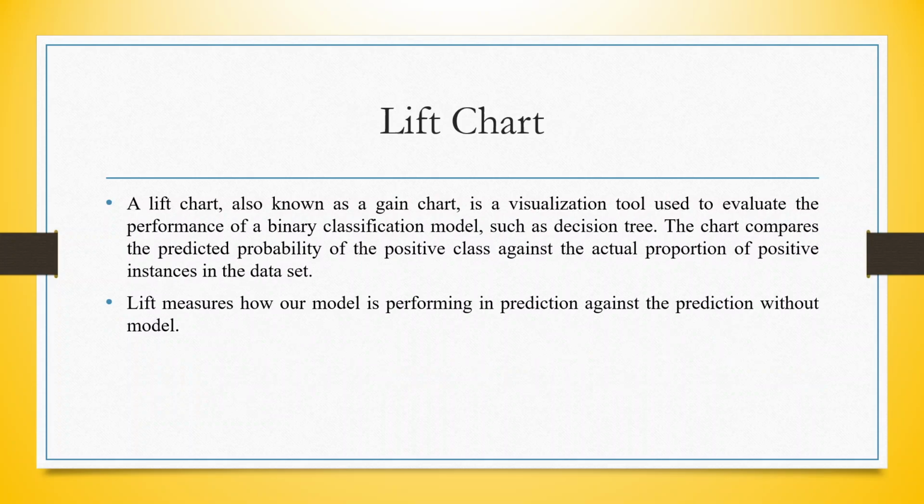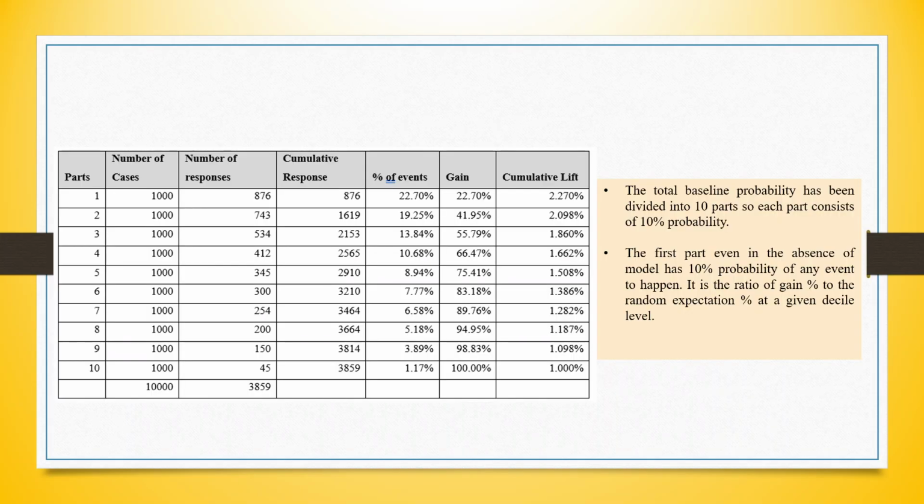A lift chart, also known as a gain chart, is a visualization tool used to evaluate the performance of binary classification models such as decision tree. The chart compares the predicted probability of the positive class against the actual proportion of positive instances in the dataset. Lift measures how our model is performing in prediction against the prediction without the model.